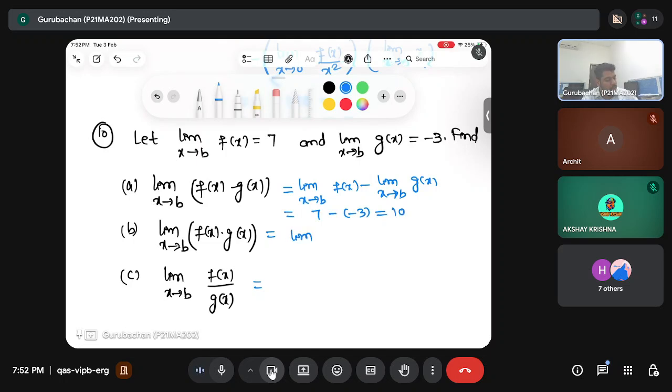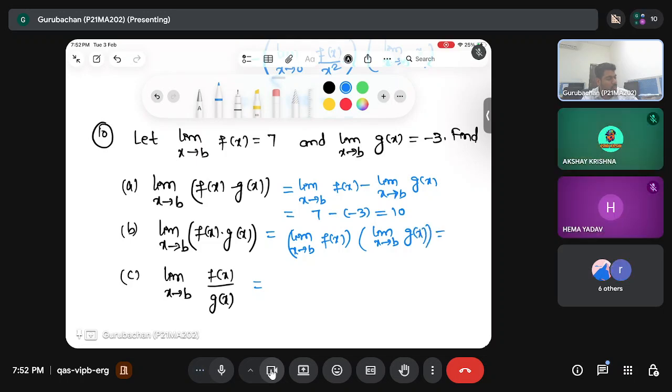In the same way, limit x tends to b f(x) times limit x tends to b g(x). So it will be 7 into minus 3, that will be minus 21. Now limit, since g(x) is non-zero near that neighborhood, we can say that it will be limit x tends to b f(x) divided by limit x tends to b g(x). So this will give you minus 7 by 3. Is it clear to everybody?